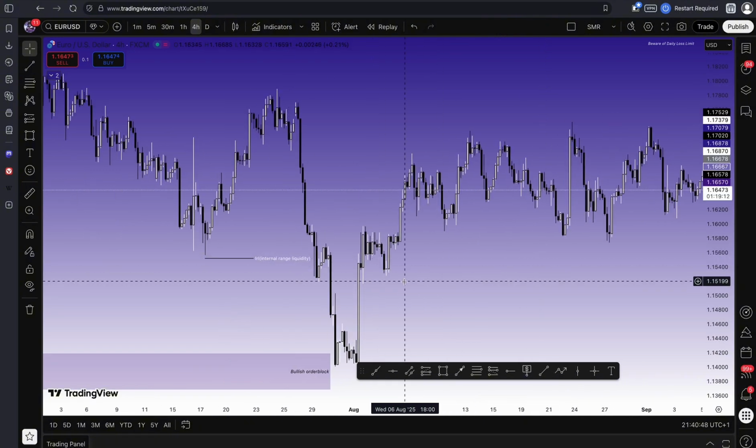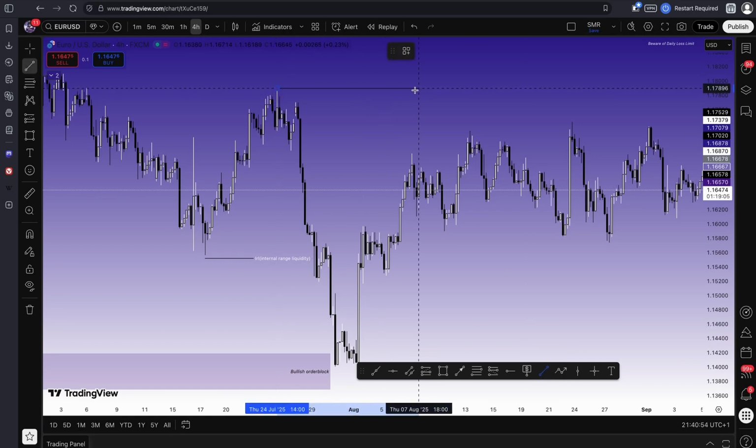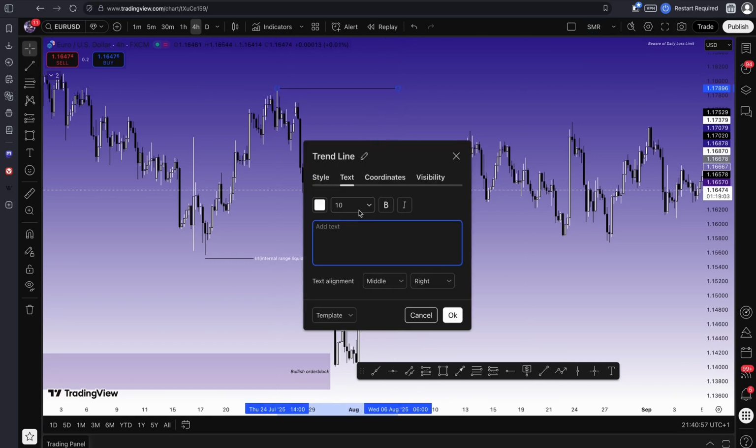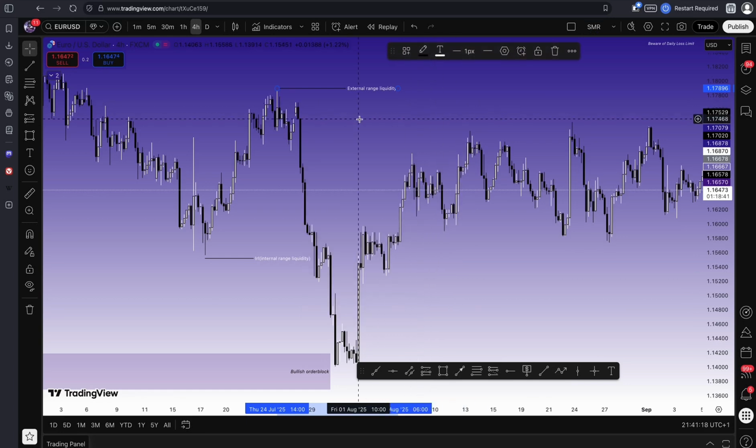So this is internal range liquidity, and where is our external range liquidity? I'm sure you guys are asking. This is our external range liquidity. External range liquidity. Why is this spelled like this? Liquidity. Yeah. So external range liquidity.